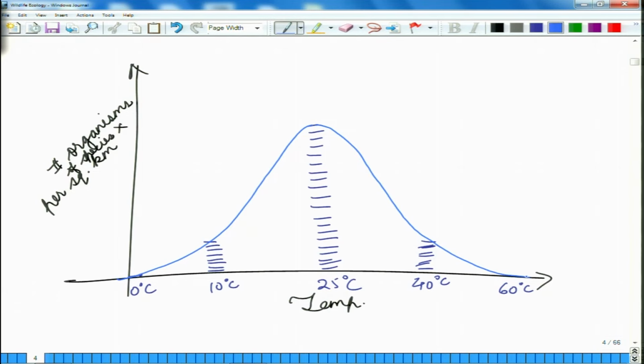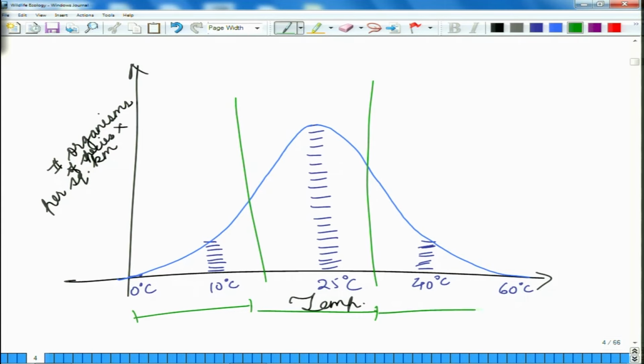Now, this curve is telling us the abundance of human beings that would be found at different temperatures. So, we are arbitrarily dividing this curve into 3 regions. In this zone we will have less number of animals, in this zone we will be having more number of animals, in this zone we will be having less number of animals, and in these zones we will probably be having 0 number of animals.